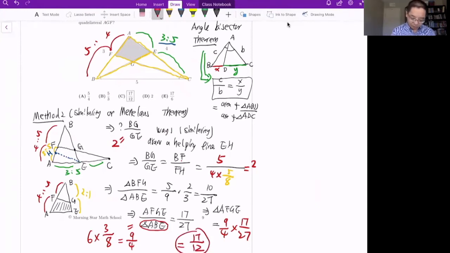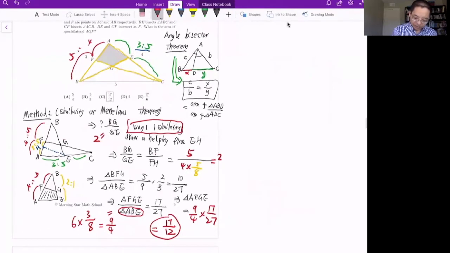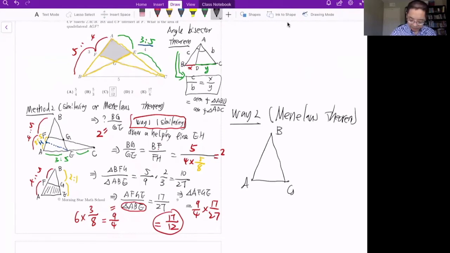All right, so this is what we do by way one, using similarity. Also, we can find the ratio by the Menelaus Theorem. So way two, we use the Menelaus Theorem. Let's recall the Menelaus Theorem. Let me redraw the picture here. This is B, A, G, right? So we have F, G, C.